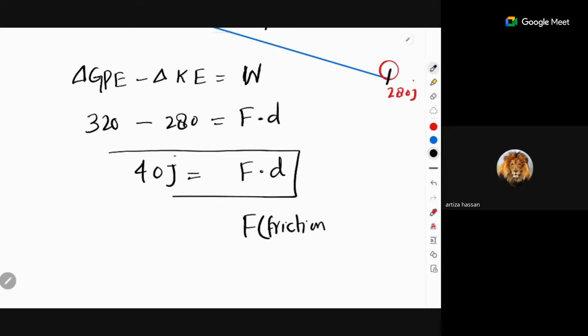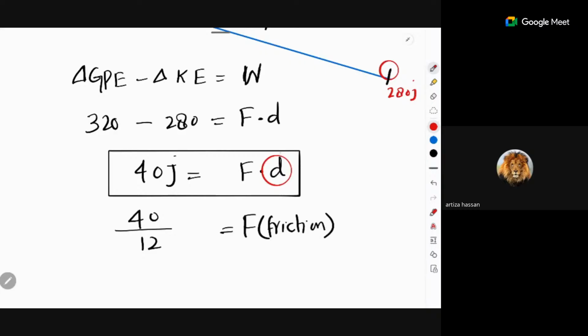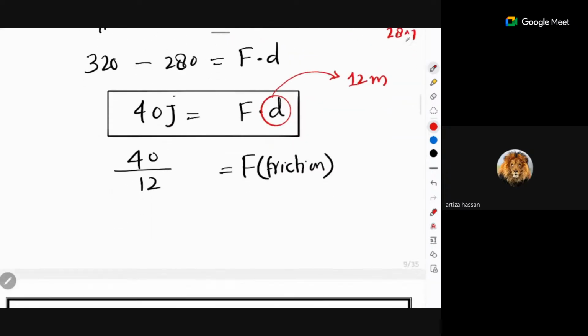If the question is asked till this point, just go ahead till this point. But if it asks for the force against friction, then you will say 40 divided by 12, because this distance is 12 meters. This distance is how much? This is 12 meters across this. The body is rolling down. So that means it will be 3 point something. Okay. How much it will be? 3.3.